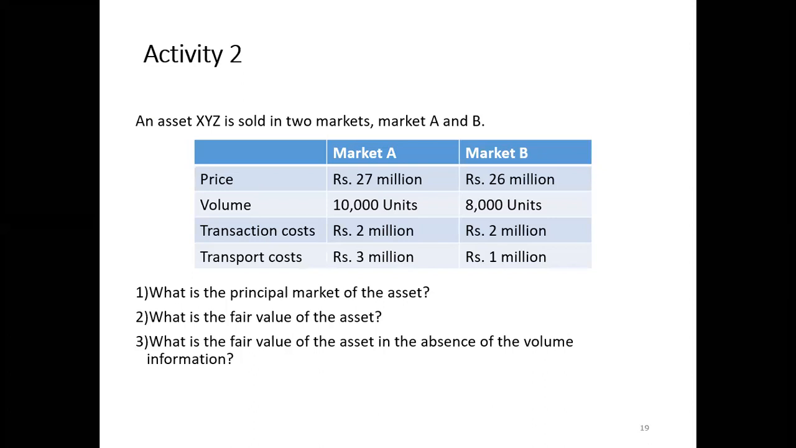What is the principal market? Market A. Yes. So why do you say so? Yes, you are correct. So what is the reason for that? It is the market with the highest volume. It is the market with the highest market volume. That's it. Yes, highest volume. Very correct. Good.